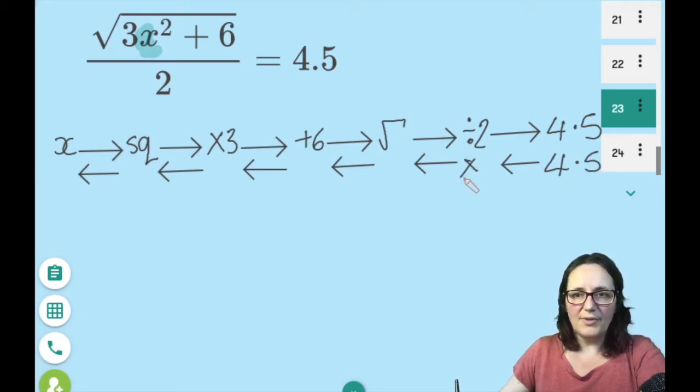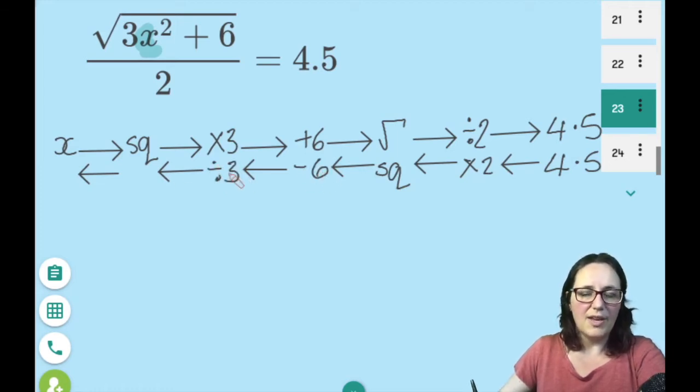So 4.5 times 2. The opposite of square rooting is squaring. Opposite of add 6 is take 6. Opposite of times 3 is divide by 3. Opposite of squaring is square rooting. So now I'll just follow through with the numbers and work it out.